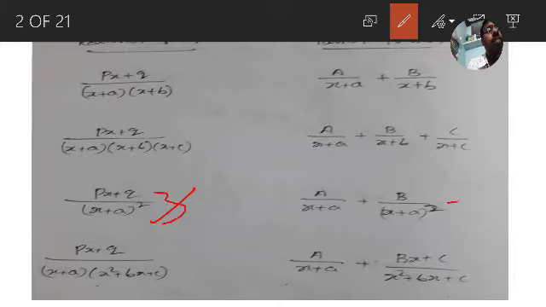Last one, (px+q)/((x+a)(x^2+bx+c)), where this is a quadratic factor. x^2+bx+c is a quadratic factor.